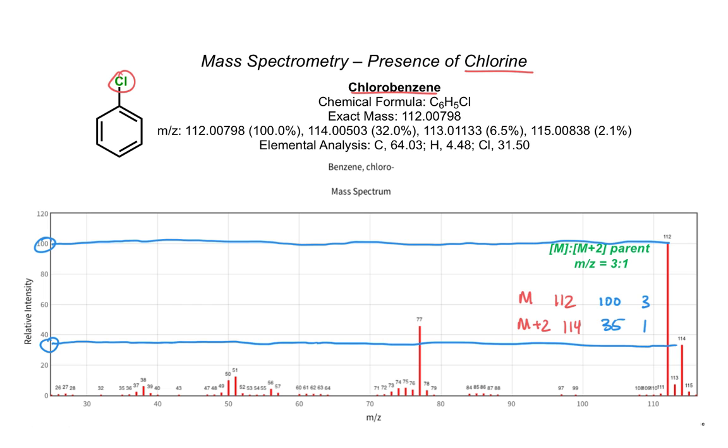And so really you're looking at the heights of those two peaks relative to one another. It's a visual thing, so it's 3:1. That's telling you there's chlorine in there. This signal is due to the chlorine 35 isotope. And then this signal is due to the chlorine 37 isotope because they're present in a 3:1 ratio.